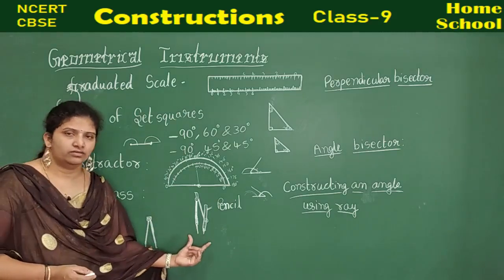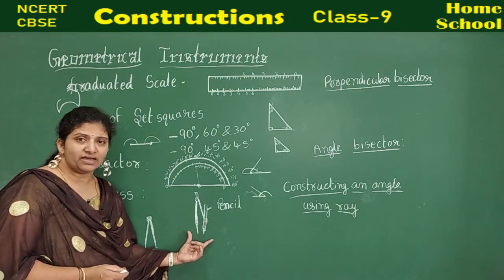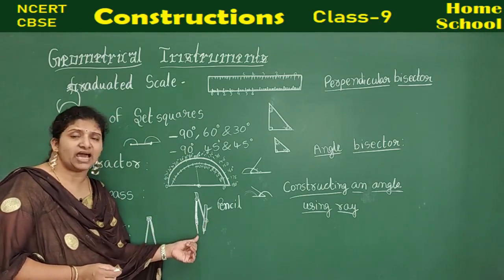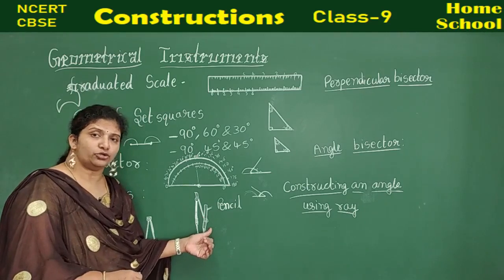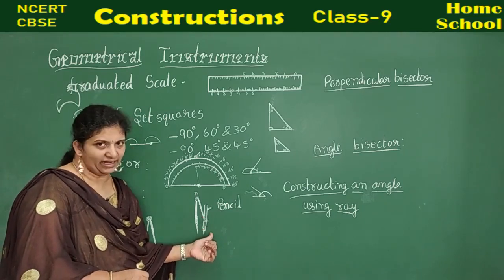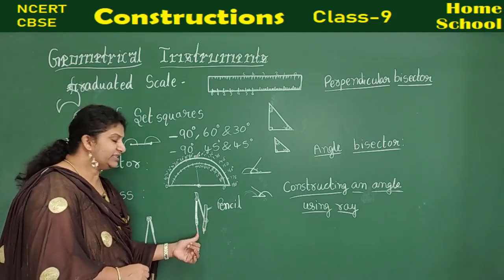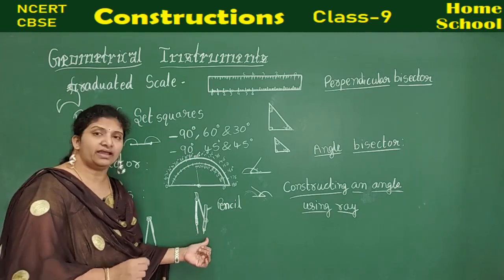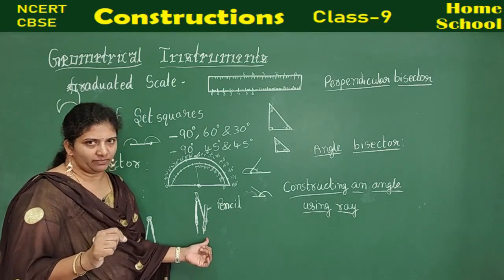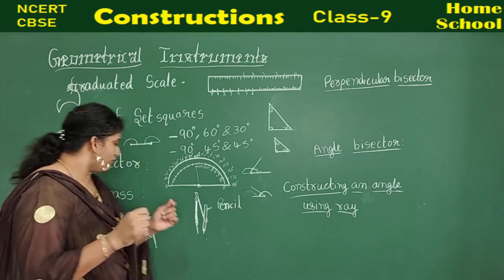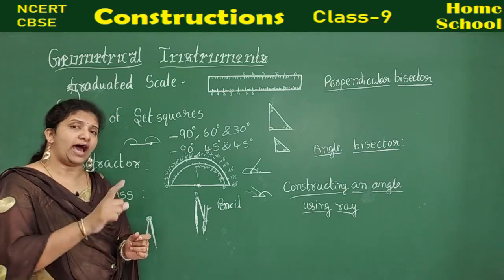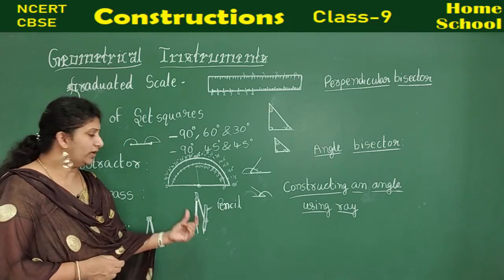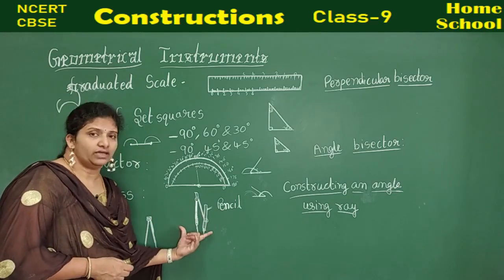Compass. See here, you can see a compass. On one side you can see a sharp point, and on another side there is a provision to put a pencil inside it. Right? One side a sharp point and the other side the pencil end. You can adjust the radius of this compass and make circles or arcs and all. What is the name of the instrument? Compass.